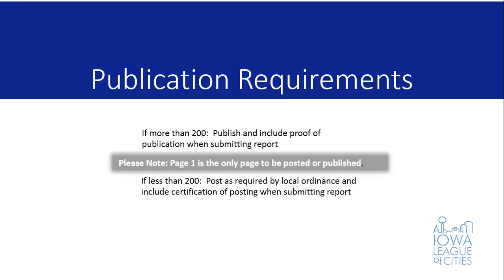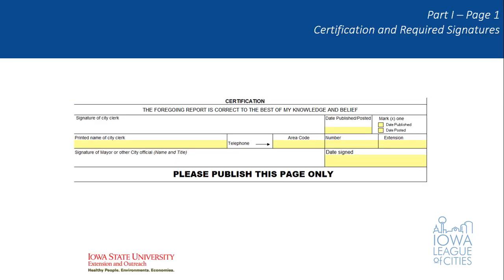Onto the publications. If more than 200, you must publish and include a proof of publication when you submit the report to the auditor, and you only need to submit page 1. If you're less than 200, then post as required by your local ordinance. That's in 3 different places, including the certification of that posting when submitting the report by mailing it in. This is the very bottom of page 1. I believe that this should be done prior to your actual publication, so the citizens also know you are the one that's responsible for doing this.